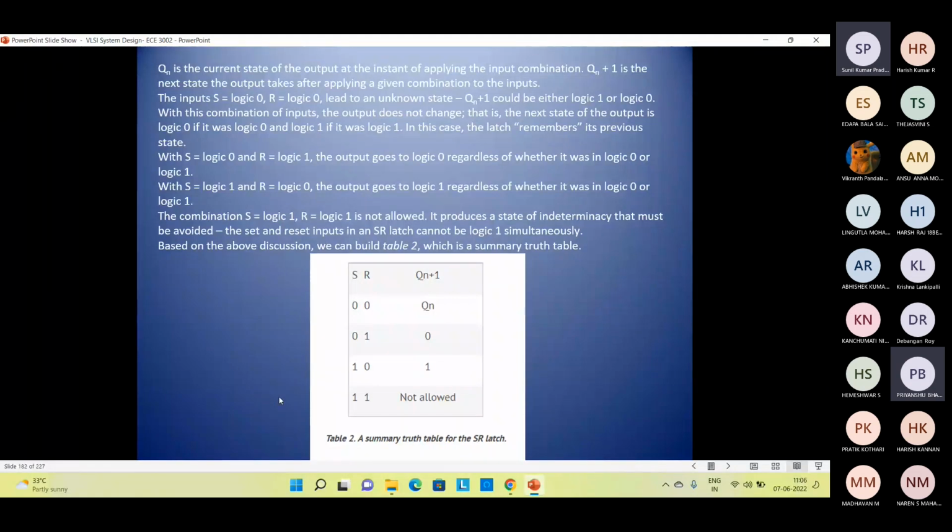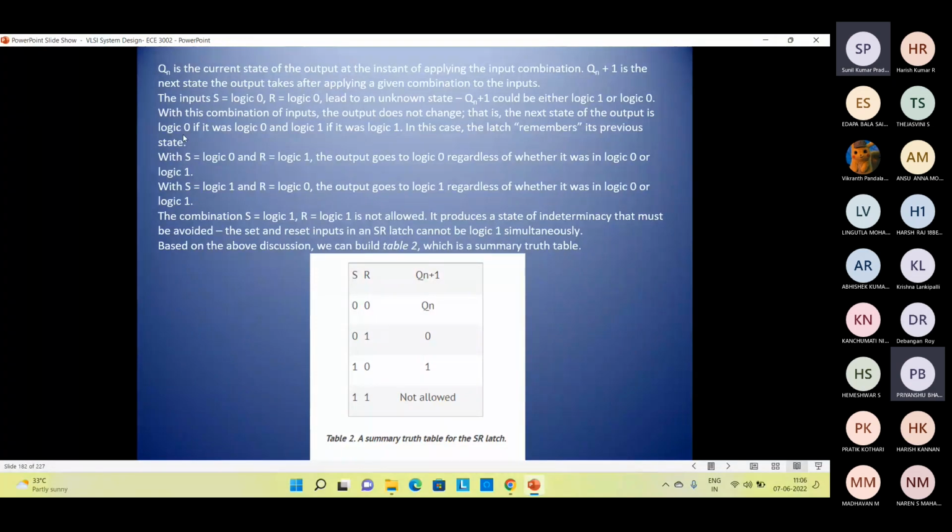Okay, so Qn is basically the state of the output at that instant of applying the input combination. You should remember that, and Qn plus 1 is the next state of the output after applying the given combination to the input. Now the inputs S equal to logic 0 and R equal to logic 0 lead to an unknown state, that is, Qn plus 1 could be either logic 1 or logic 0.